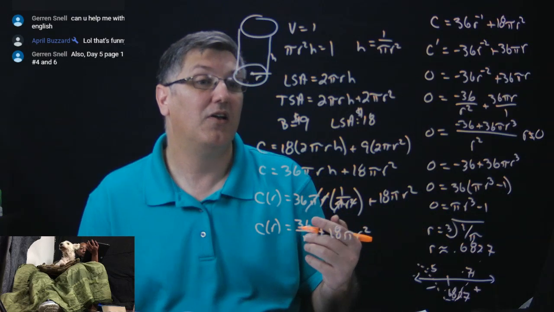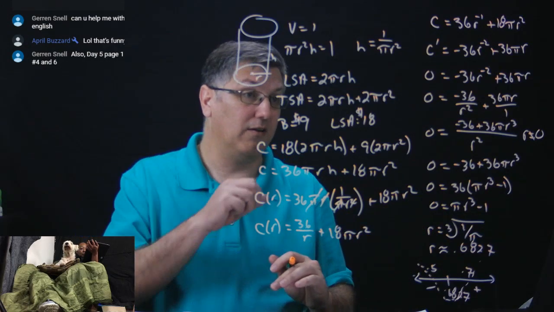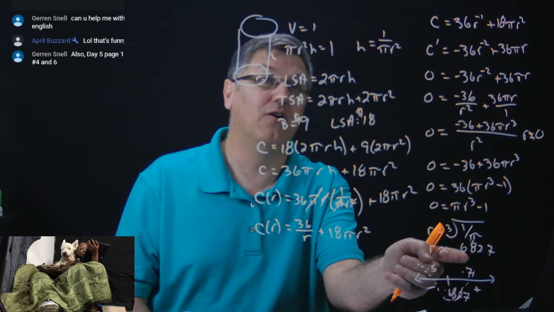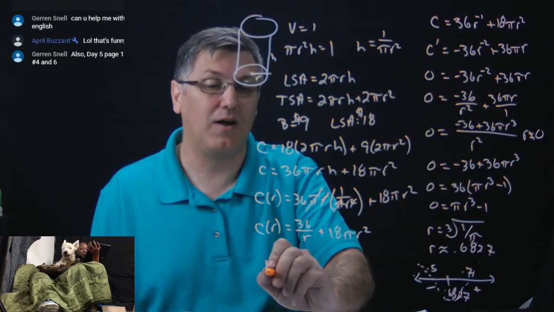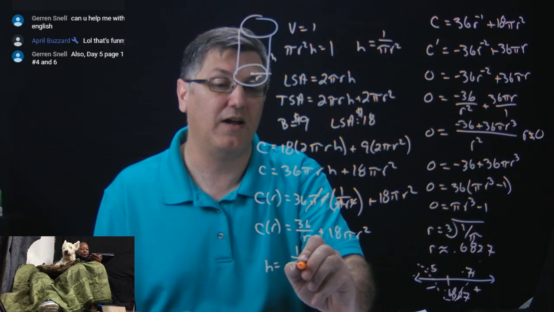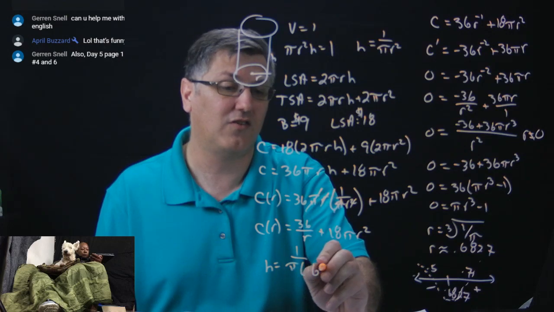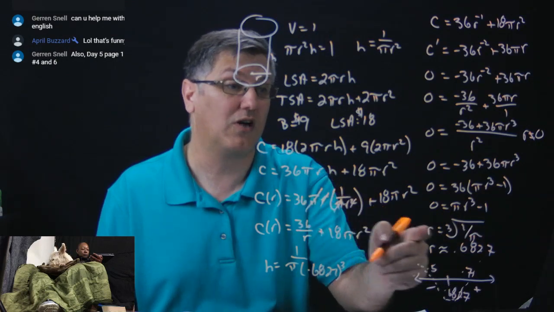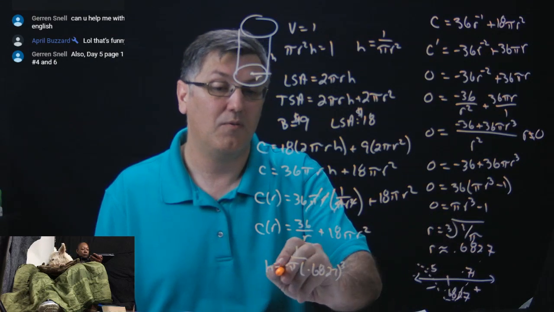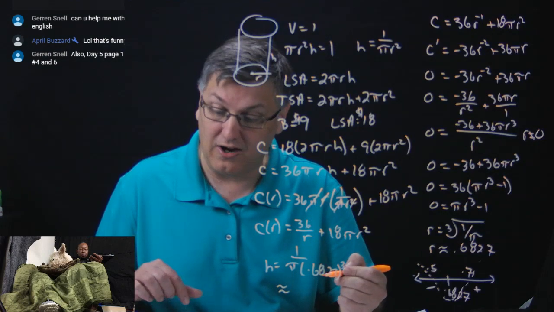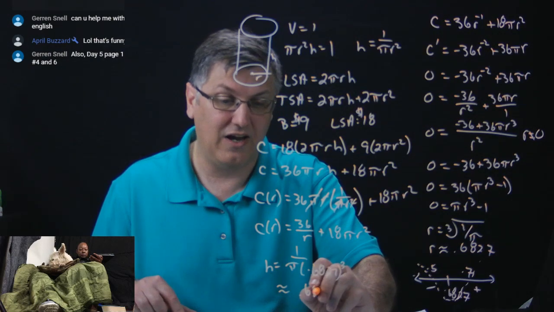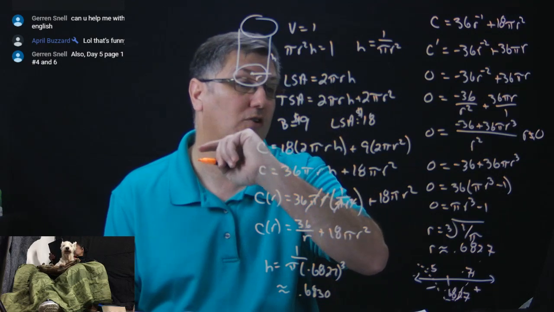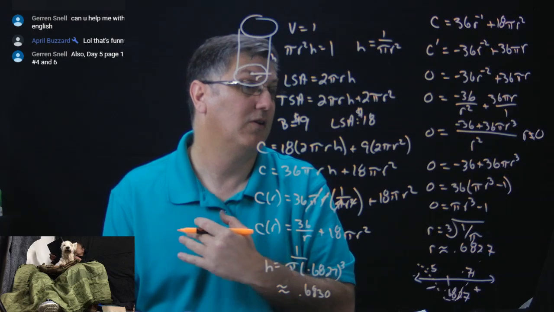Now, to find the height that the last bit of the problem asked for, I simply take this r right here and plug it back in here, so my height equals 1 over pi times r, which is 0.6827 cubed. You can use the exact value as well, because I know you're in college, so it may need the exact value. But when you put this into the calculator and crunch it out, you get 0.6830 as your height. So you have the radius and height of your cylinder that's going to minimize your cost.